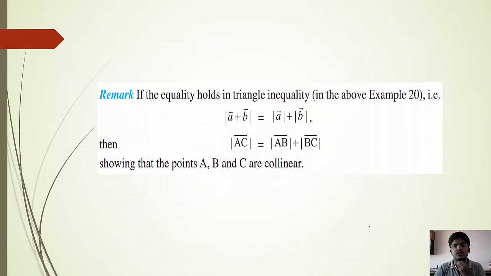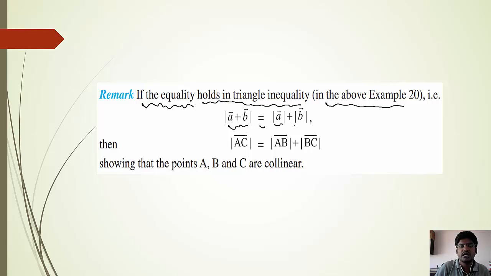See this remark, very important regarding your question number 20. If the equality holds in the triangular inequality in the above example 20, that is mod of A plus B is equal to mod of vector A plus mod of B, then magnitude of vector AC equals magnitude of vector AB plus magnitude of vector BC, showing that A, B, C are collinear points.